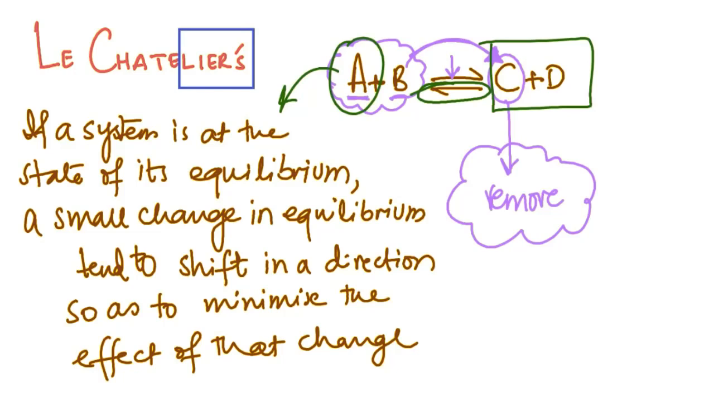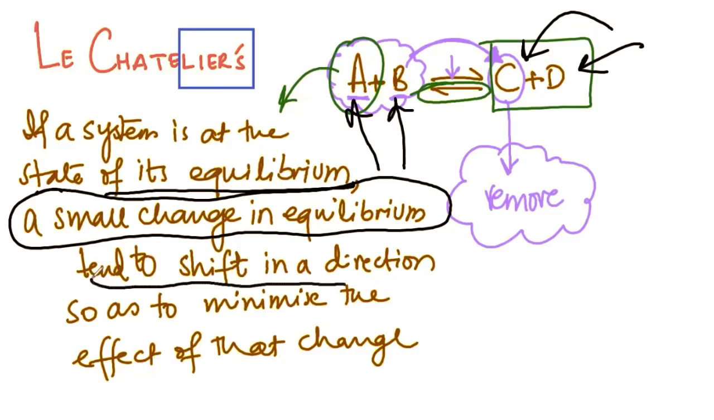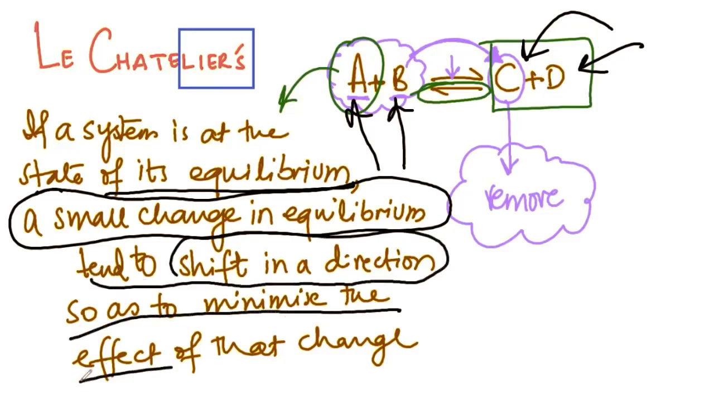That is Le Chatelier, or Chatelier, something like that. I tried to pronounce it the way in which it should be pronounced. So this is a French guy. Le Chatelier's principle is that if a system is at the state of its equilibrium, a small change in the equilibrium, like any kind of change, could be an addition of any of the products or any of the reactants. If we are adding the products or reactants, this means we are disturbing the equilibrium. This tends to shift in a direction so as to minimize the effect of that change.